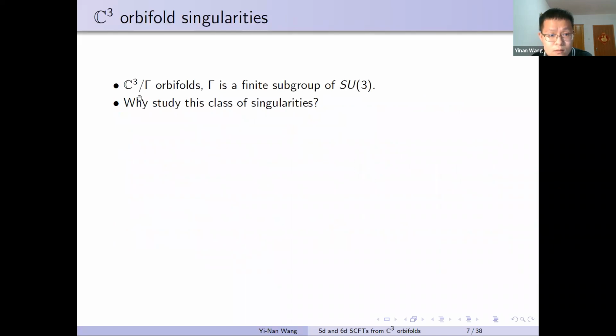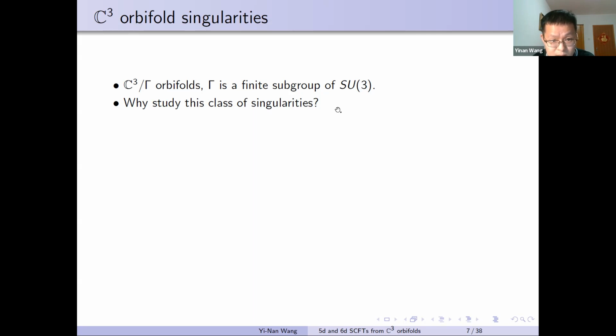Now, in the following part of this talk, I'm going to focus on the C3 mod gamma orbifold, where gamma is a finite subgroup of SU(3). This is required because we want it to have SU(3) holonomy, and also after a crepant resolution, we want to get a Calabi-Yau threefold to preserve supersymmetry. So now one question is, why do we want to study this particular class of singularities? Is there any nice mathematical structure to simplify the computation? The answer is yes.